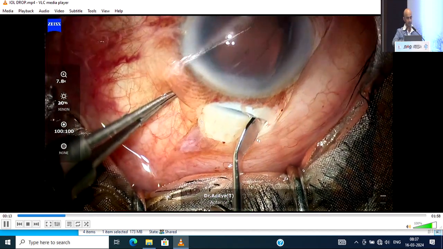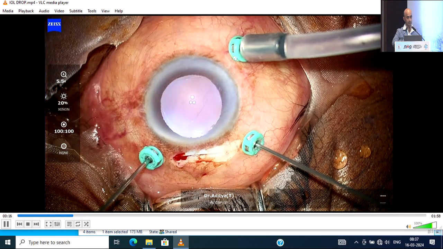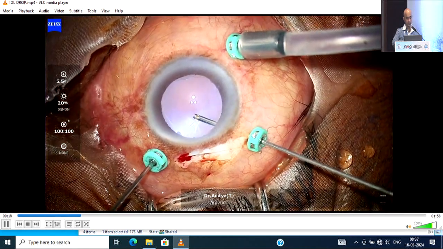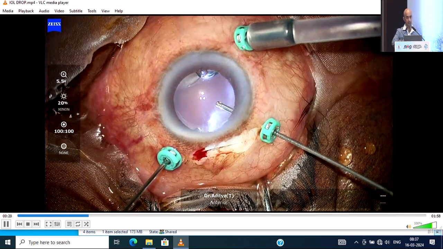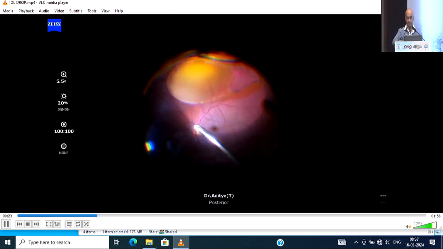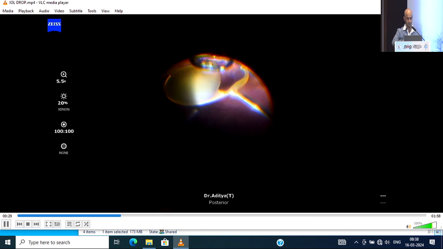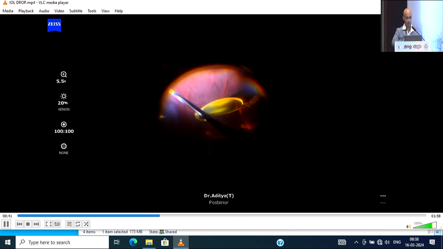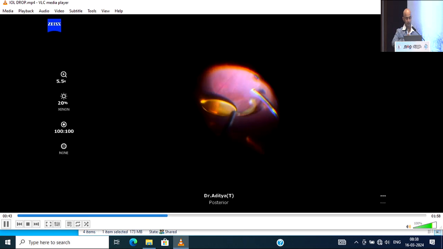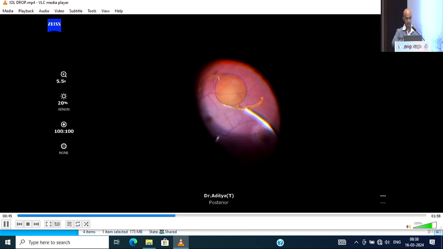So we make a scleral tunnel. The idea here is to exchange this intraocular lens with a 3-piece IOL, because you have a good sulcus support. So the idea is to free this intraocular lens from all the vitreous attachments. So the care is taken that there is no drag on the vitreous here, so that we can free the intraocular lens. As you can see now, it's freely floating in the vitreous cavity, so it is free of all adhesions.